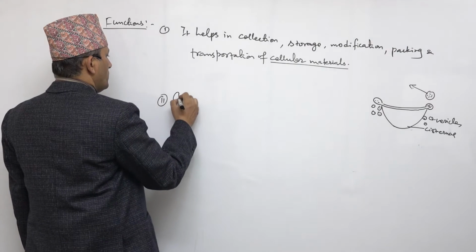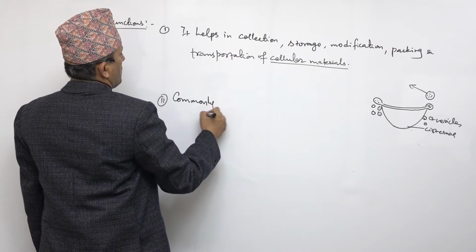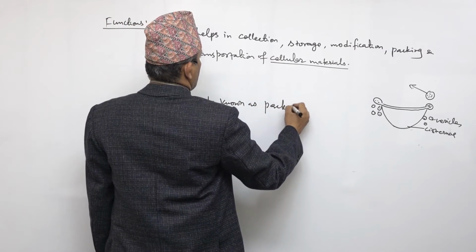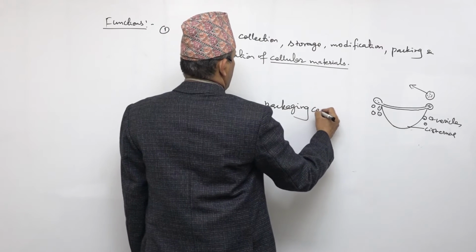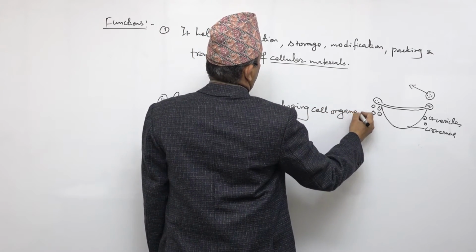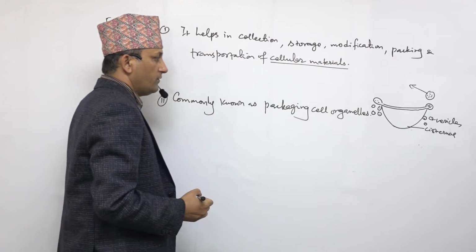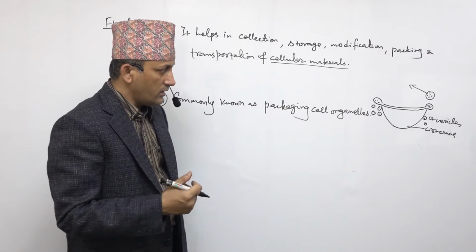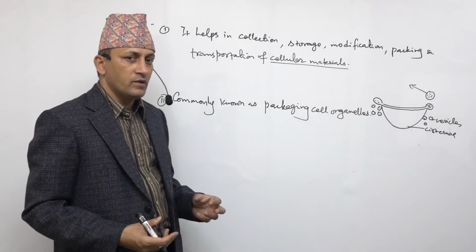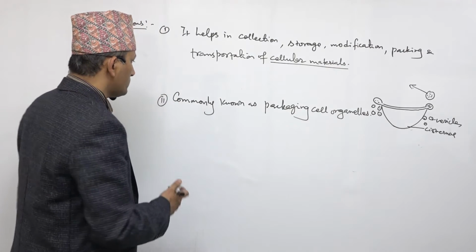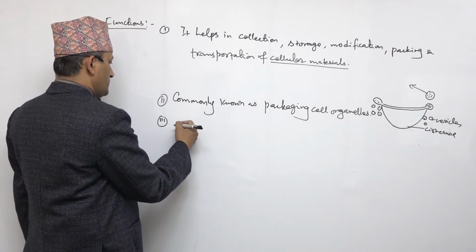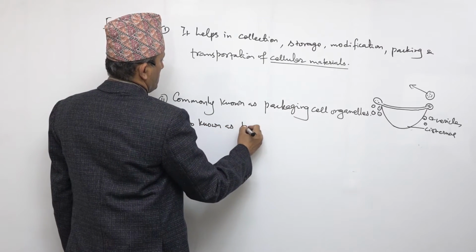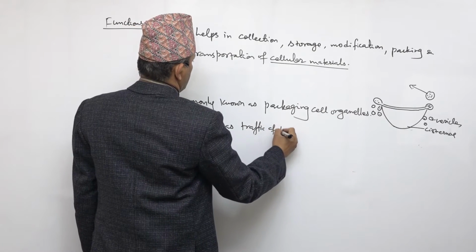That's why it is commonly known as the packaging cell organelle. Golgi body is like a packaging cell organelle. Why? Because this organelle is responsible for packing the substances prepared inside the cell. It is also known as the traffic of the cell.